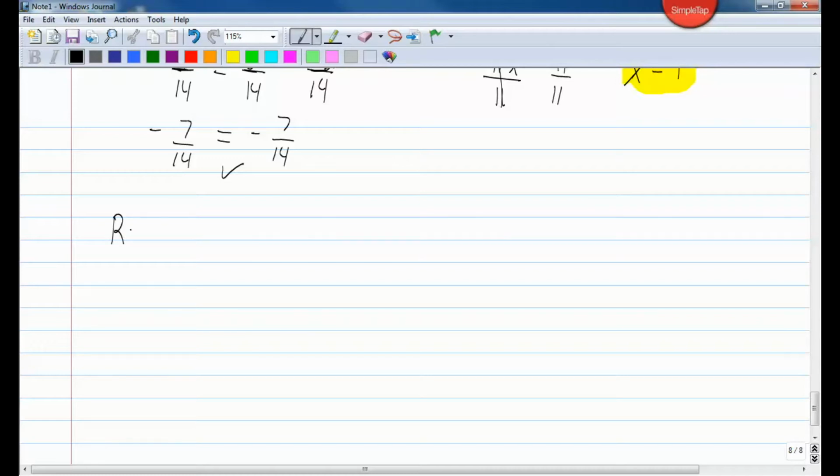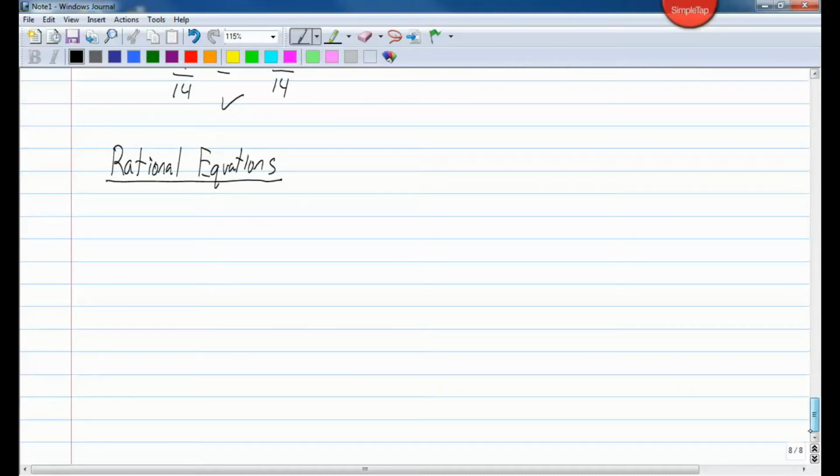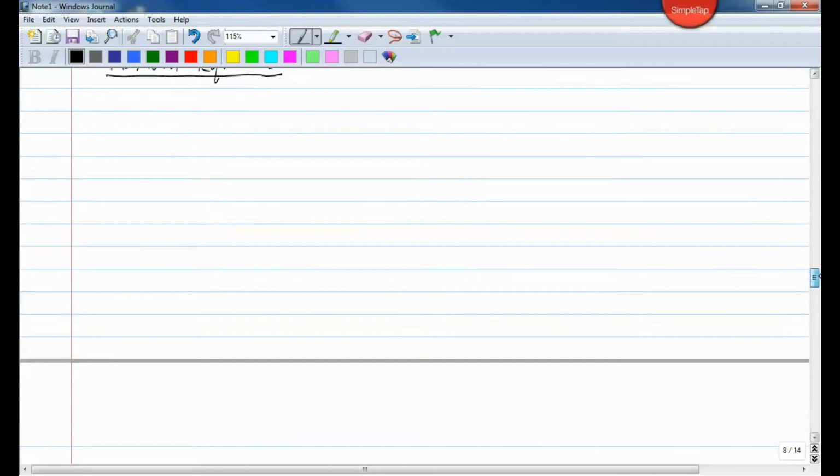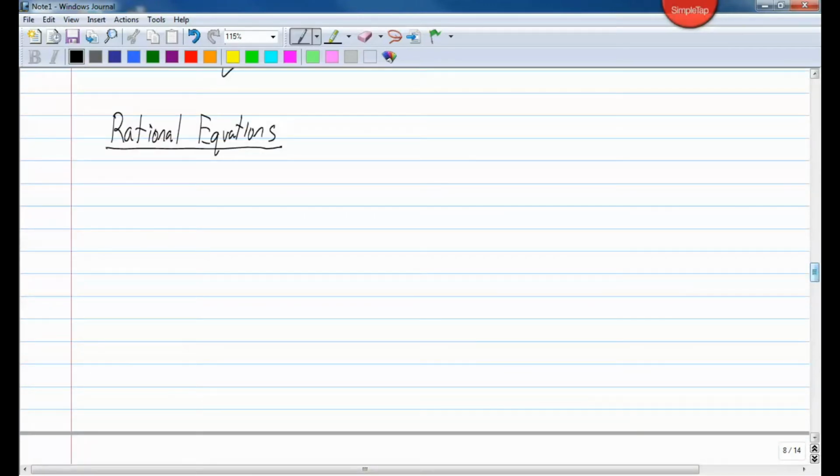Okay, so with rational equations, how these will be different is that I will have variables in denominators. For example, let's say that I had (3x) over x minus 3 equals 9 over x minus 3 plus 27.